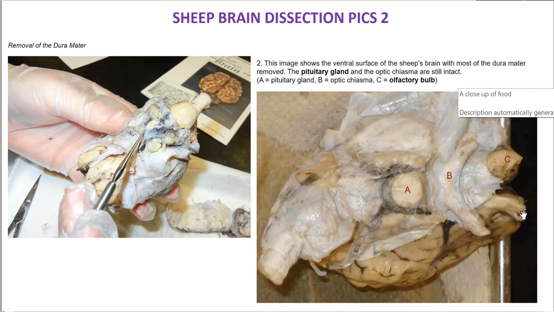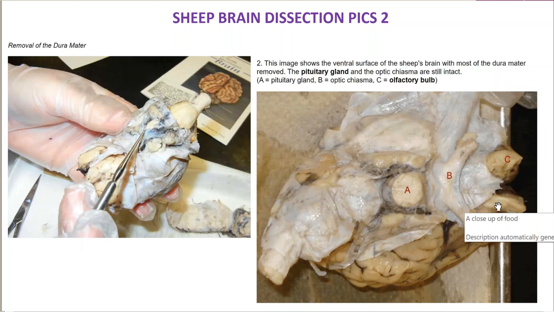Here you can see everything is labeled up here. So it labels the pituitary gland for you. It labels the optic chiasma. Remember, that's where the optic nerves cross. And then the olfactory bulb, the olfactory nerves. So up here is your olfactory bulbs. Sheep have really great senses of smell, so they have really big olfactory bulbs.